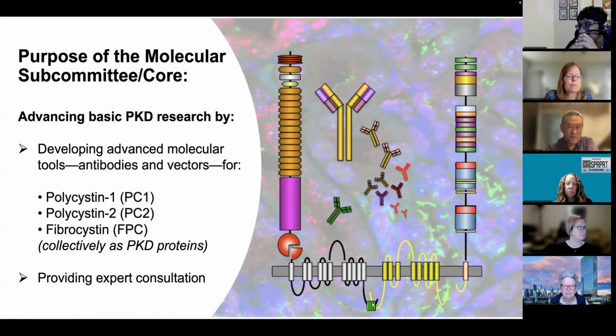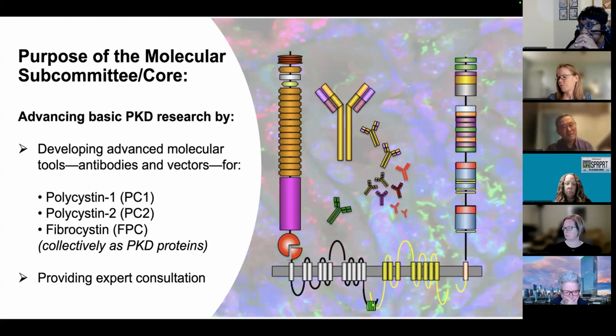In our branch, compared to other branches or other subcommittees, we advance basic PKD research in a specific way, and that is by developing advanced molecular tools. And when we're talking about molecular tools, I'm really talking about antibodies and vectors. I will come back to what they are. For the three proteins, PC1, PC2, FBC, collectively, again, PKD proteins. This is one thing our core does.